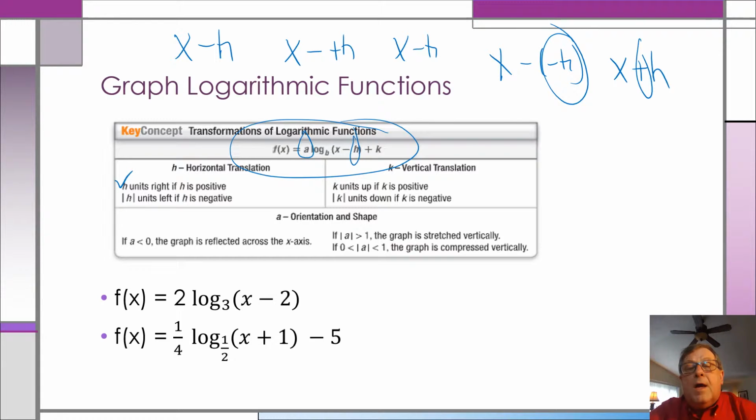Think the opposite way. Now, fortunately, k is a vertical translation, up or down. If it's plus, we're going up. If it's minus, we're going down.